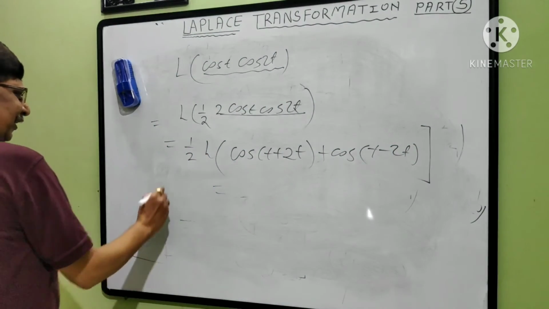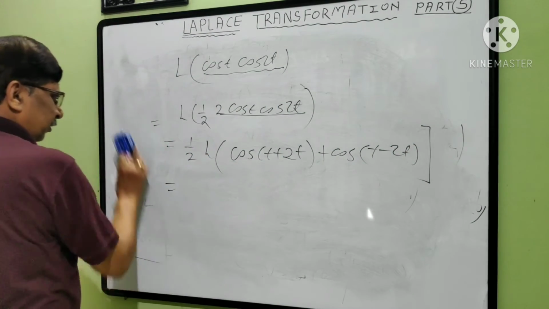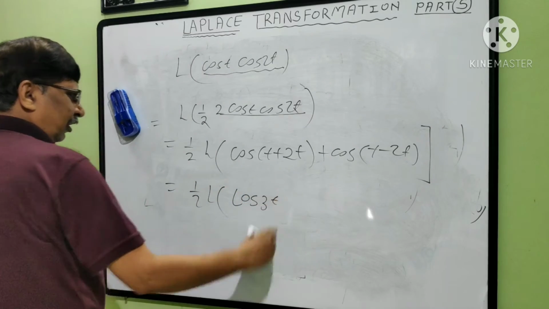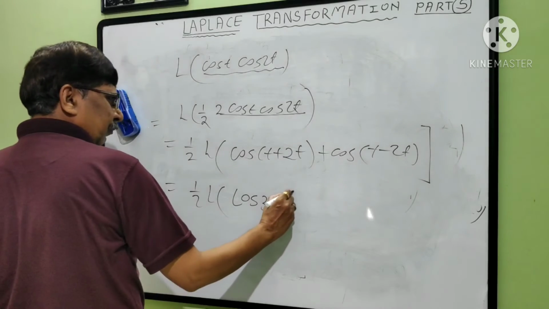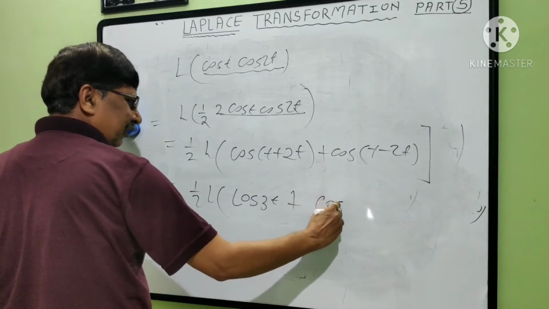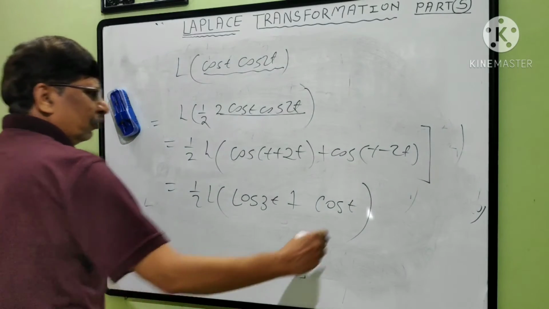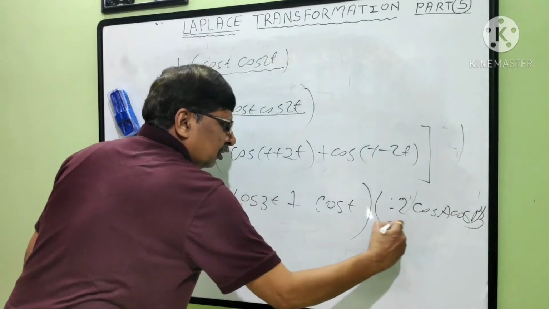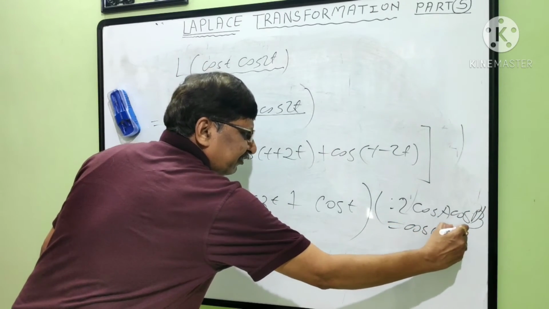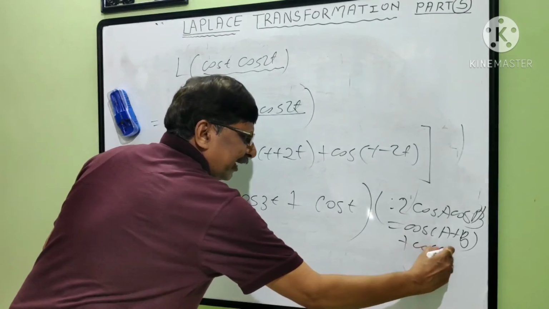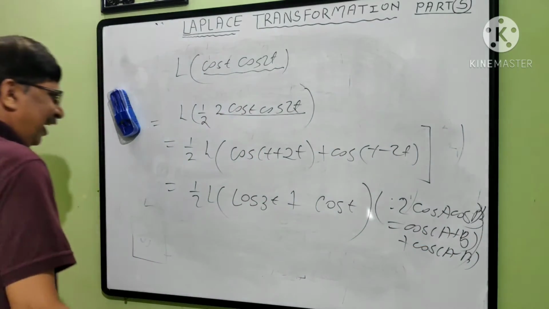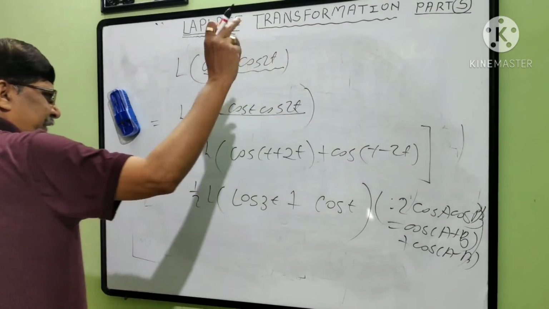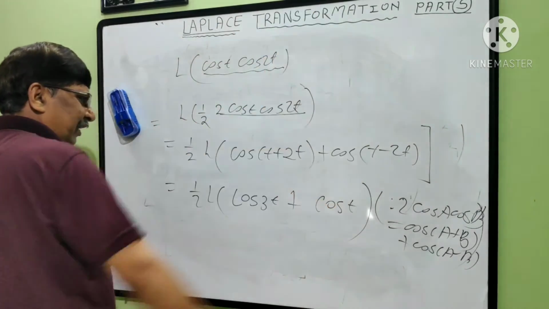That is half into the Laplace transformation of cos 3t plus cos of minus t, which means cos t again. Which formula have I used? 2 cos A cos B equals cos of A plus B plus cos of A minus B. That is the formula, and that's why I have multiplied by 2 and divided by 2. We take 1 by 2 outside, that is cos of A plus B, cos 3t, plus cos of t minus 2t, that is cos t.